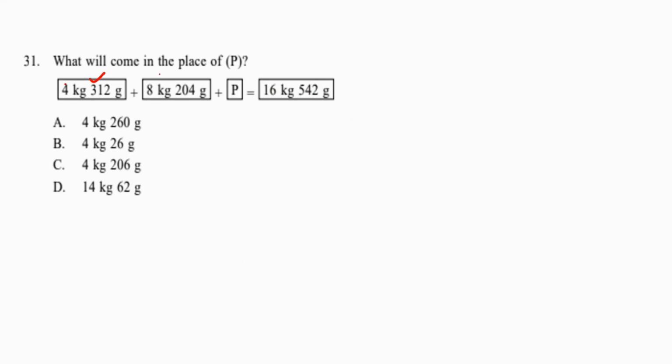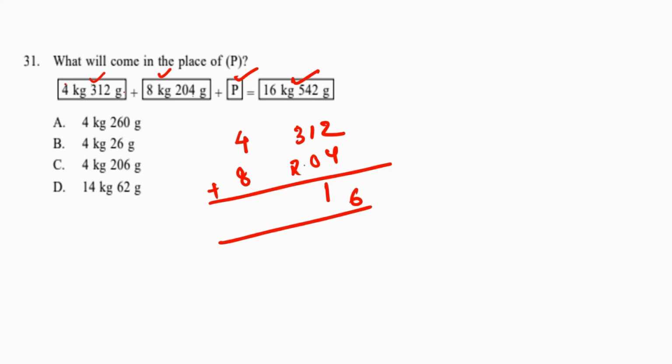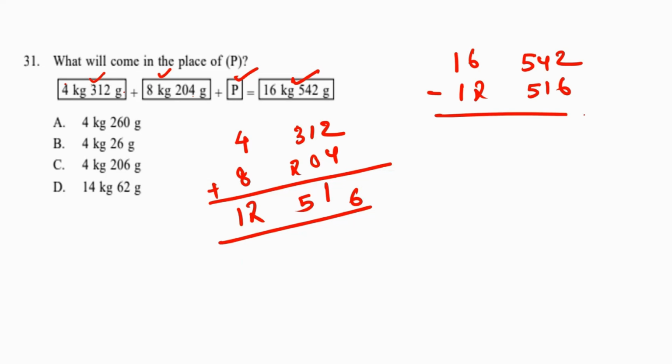Next question, the left-hand side has two numbers added to a missing number P, and this would be the total. So first we should add the total on the left side, 4 kg, 312 grams, 8 kgs, 204 grams. If we add, we would get 4 plus 2, 6, 1. 3 plus 2 would give you 5, and 8 plus 4 is 12. So already 12 kgs and 516 grams. The right-hand side has 16 kg, 542 grams. So what's the value of P then? We just need to subtract the total of the left from the right. 12, it would become 6.